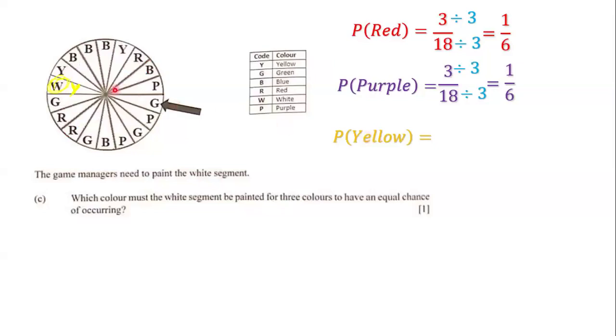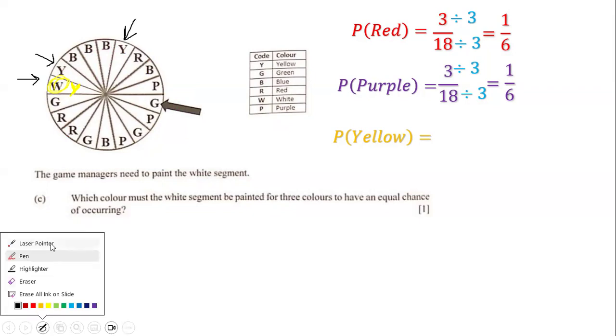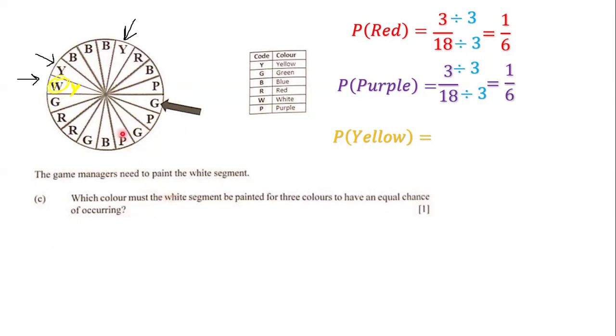Well, if this white segment is painted yellow, then we'd have 1 yellow, then we have 2 yellow. Would we have any other yellow? Yes, this one right here. So we would have 1 yellow, 2 yellows, and 3 yellows. And that's all the yellows that we would have. So the probability of yellow would be 3/18. We divide both top and bottom by 3, so we get 1/6.